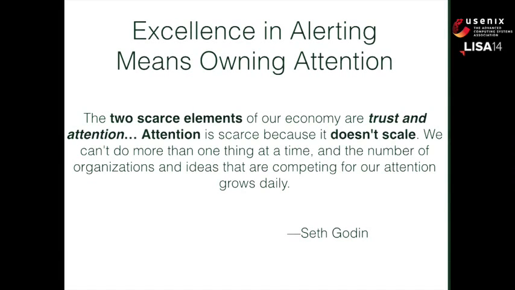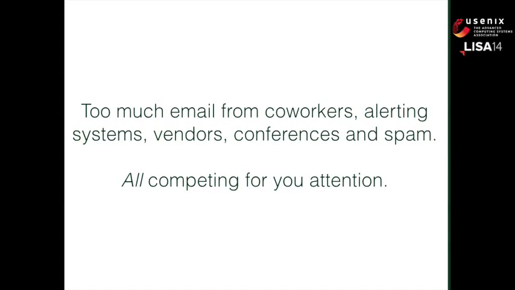Attention is scarce because it doesn't scale. We can't do more than one thing at a time, and the number of organizations and ideas that are competing for our attention grows daily. When we think about this in monitoring systems, it's usually communicating with us through email. We get too much email from coworkers, alerting systems, vendors, conferences, and spam, and it's all competing for our attention, and because we get too much of that, we start to lose trust in the monitoring system.